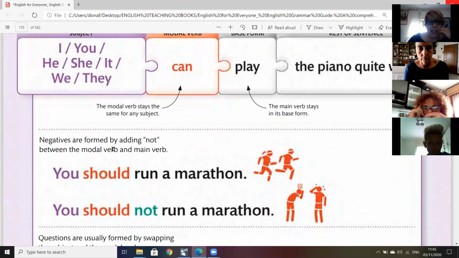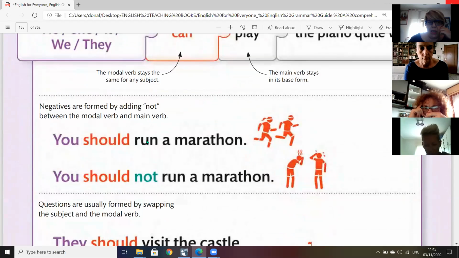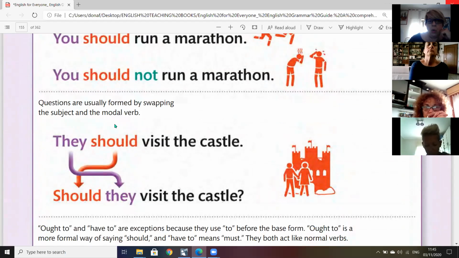Negatives: you add not between the modal and the main verb. You should not run a marathon. Questions are used by swapping the subject and the modal verb like any other modal.